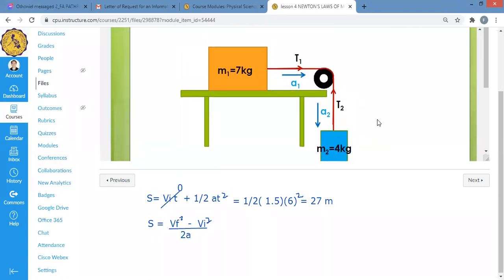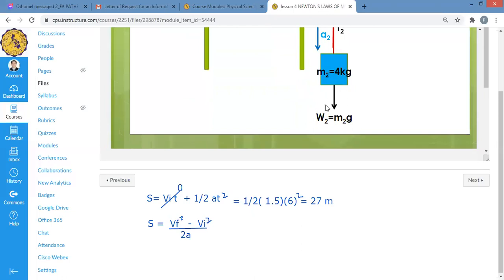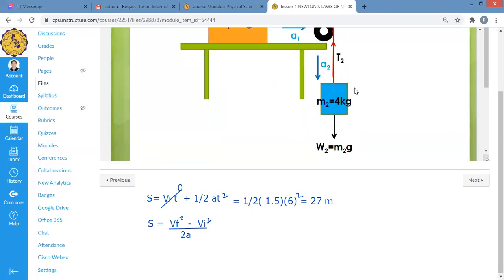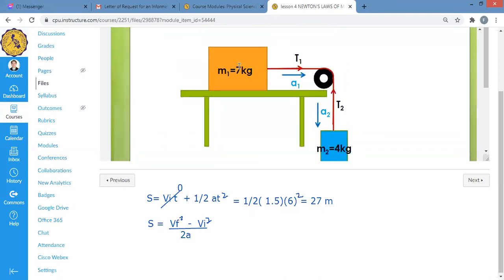Now, our masses are different, so therefore the weight 1 and weight 2 are also different. What is our equation for weight, guys? Weight equals mass times gravity. So with gravity at 9.8, times 7, this has a bigger weight compared to the weight on this end. This one has a smaller mass, assuming the acceleration due to gravity is 9.8. So one will be of higher weight and this one of lesser weight.